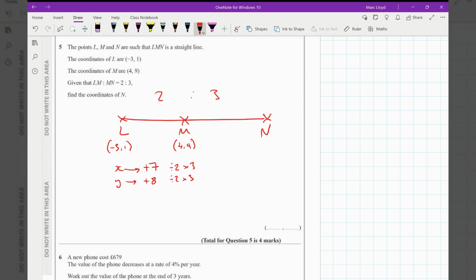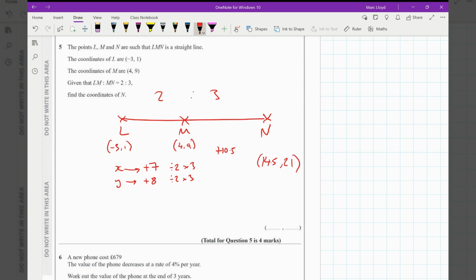So divide by 2, times by 3, that gives us 10.5. And then the 10.5 is going to give us 14.5 for the x coordinate, sorry. And then for 8, divided by 2, times it by 3, that gives us 12. Add the 12 to the 9, we get 21.